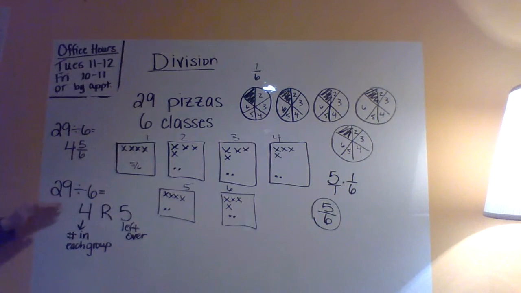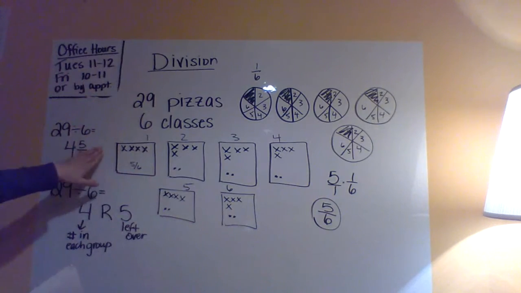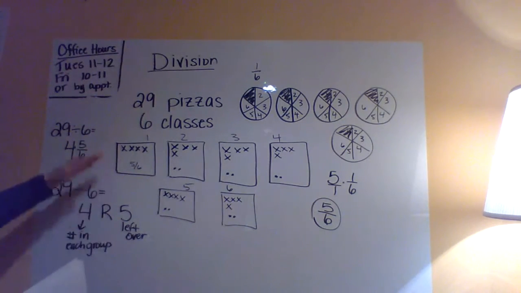Now, it depends on the context whether you can do either one of these, okay? Let's say I have 29 students and I want to split them into 6 groups. Then I can have 4 in each group, and then there are 5 students left over. And I have to decide, am I going to make a different group? Am I not going to use them for this activity? But I certainly can't put 4 and 5/6 people in each group, right? It doesn't make sense with the context. So it kind of depends on the context whether you can have something left over, or whether you can have a fraction, how that's going to work.